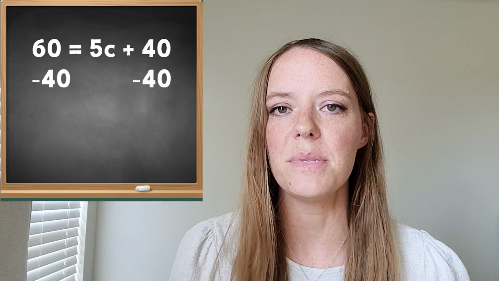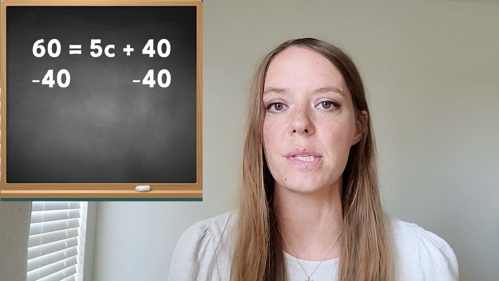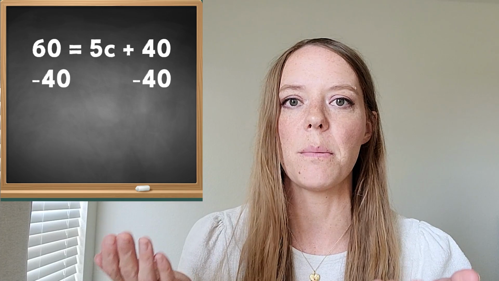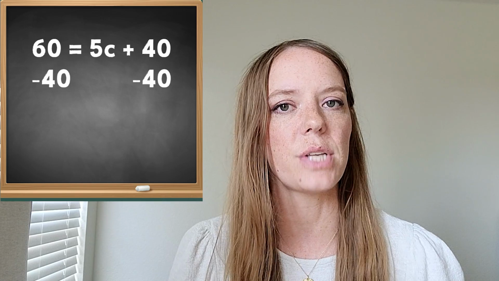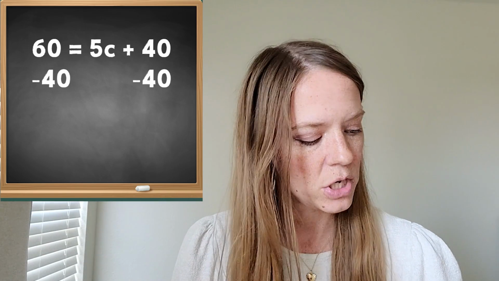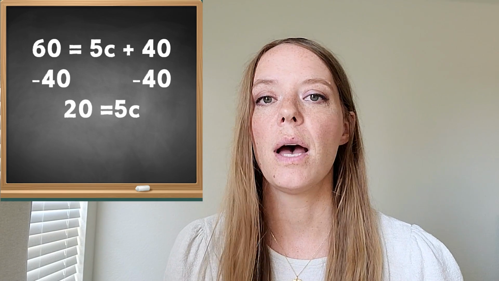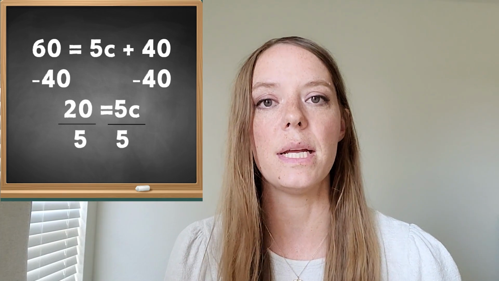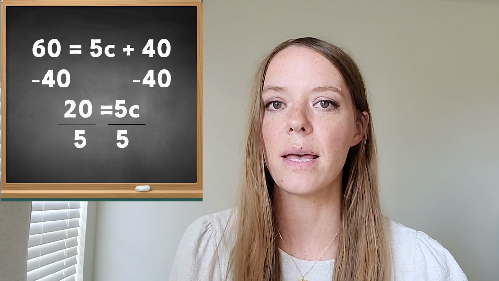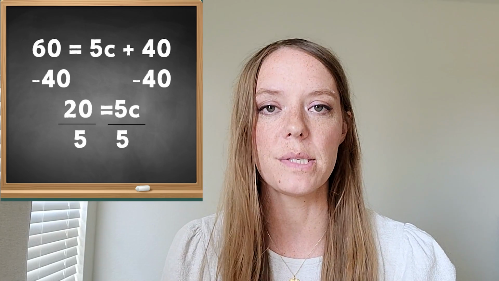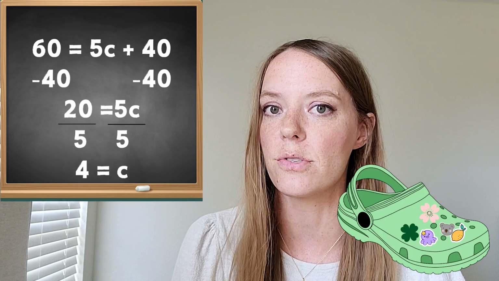Okay, let's see if you did the same steps as I did. I started by subtracting 40 from both sides. We always have to remember that we're trying to balance this equation, and if we do something to one side, we have to do it to the other side as well. And so now I have 20 equals 5C. Now let's check your second step. I have to divide by 5 on each side to get C by itself, to get the variable by itself. And then finally, I have that 4 equals C. So that means in this case, each of those charms cost $4.